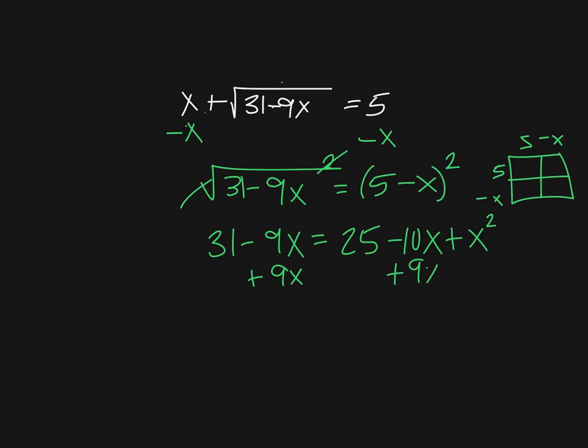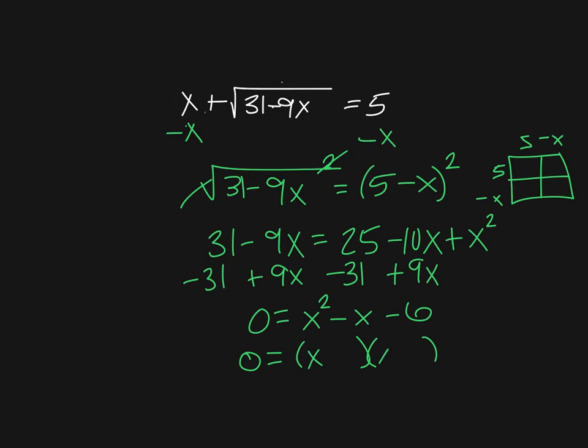So add 9x. We have 0 equals, and I'm going to rewrite it so x squared is first. And then you solve for x. So we box it out, and then set them both equal to 0 and solve. So we add 3, so x equals 3, and x equals negative 2.